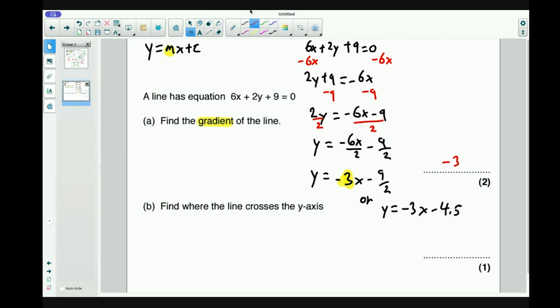And then where does the line cross the y-axis? Remember, it's going to be our c value. So our c value in this case is going to be that negative 9 over 2 or that negative 4.5. Doesn't really matter which one you put down as your answer. So you can say negative 9 over 2 or negative 4.5.